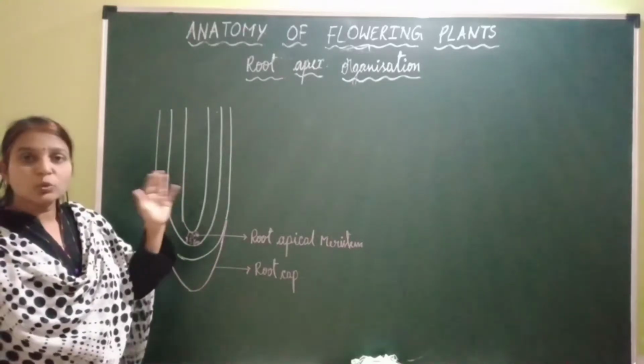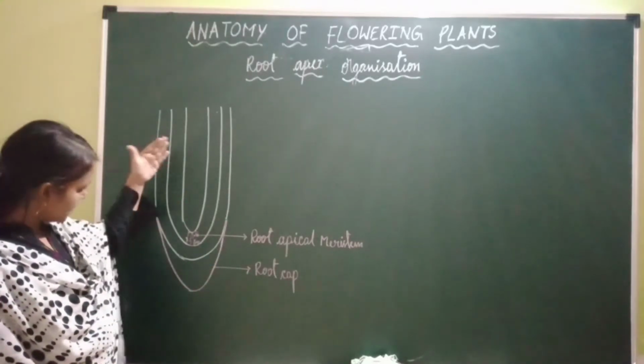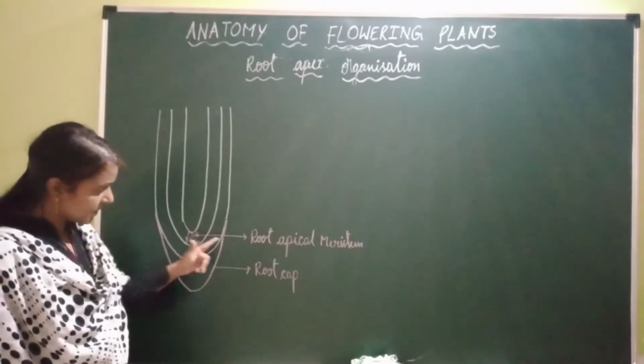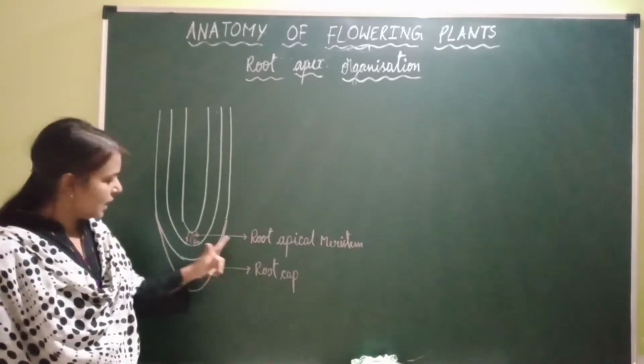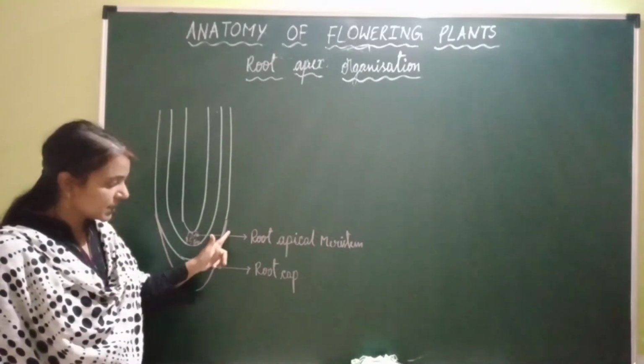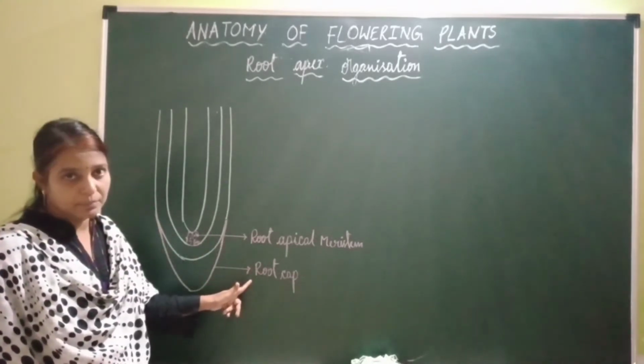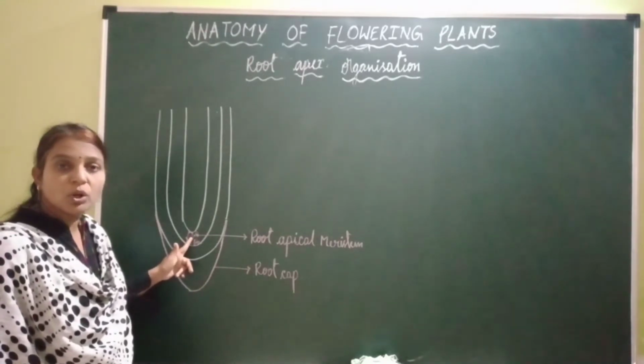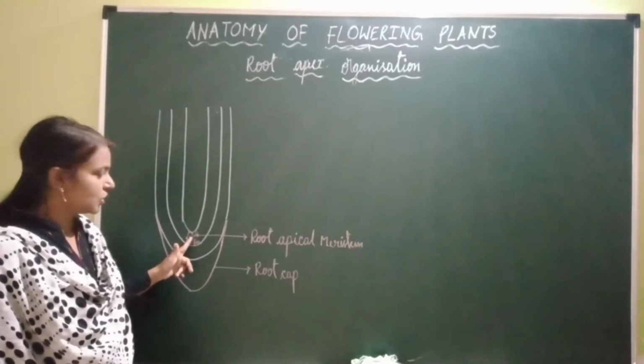Okay, let's start with root apex organization now. So this is the diagram of root apex organization, and at the root apex what is present? Root apical meristem is present, and this root apical meristem is covered and protected by the root cap. So due to the presence of the root cap, this root apical meristem occupies a subterminal position.